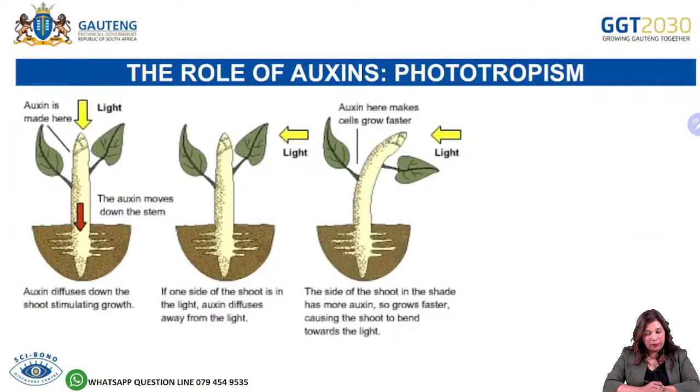Let us move on. So remember in the beginning on our exam guideline, we said that thus far we know the functions of auxins, of gibberellins, and of abscisic acid. We know what they need to do. But part of our exam guideline says that we as grade 12 learners need to know two things. We need to know the role of auxins in phototropism and geotropism. We need to know these terms. We need to know what it means.